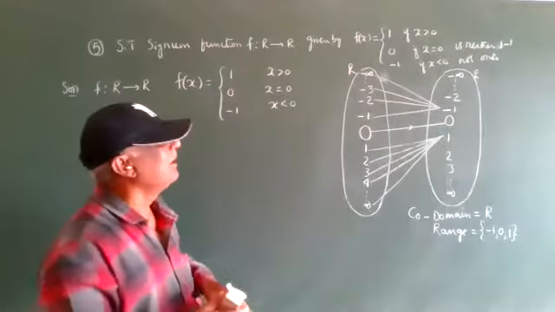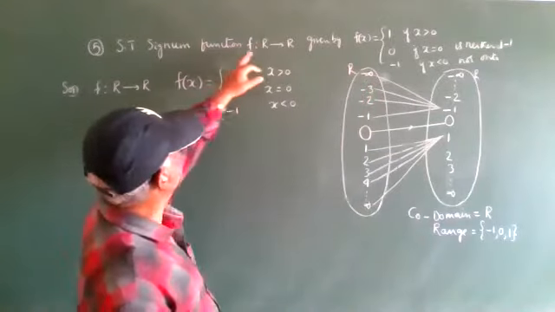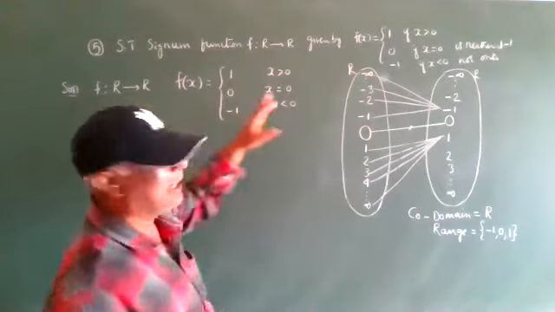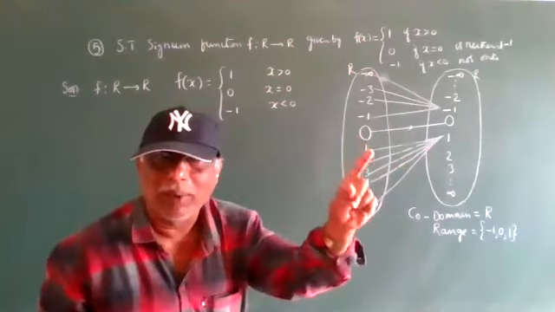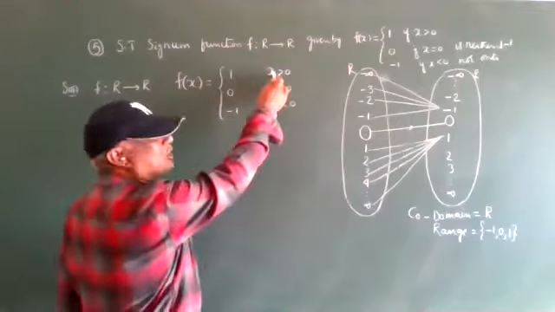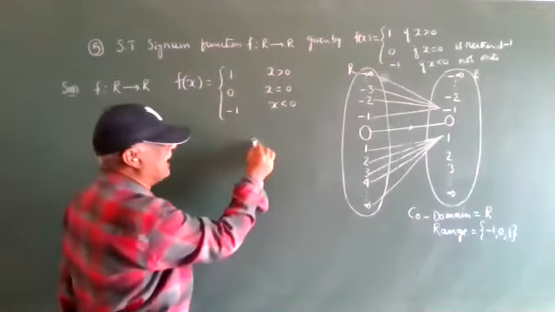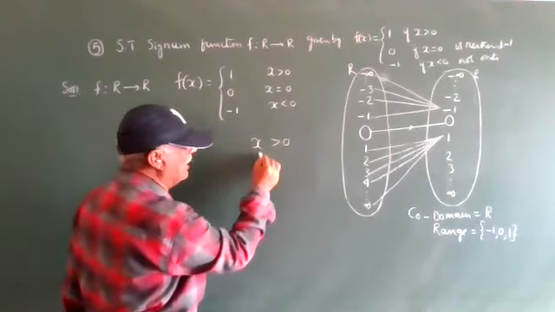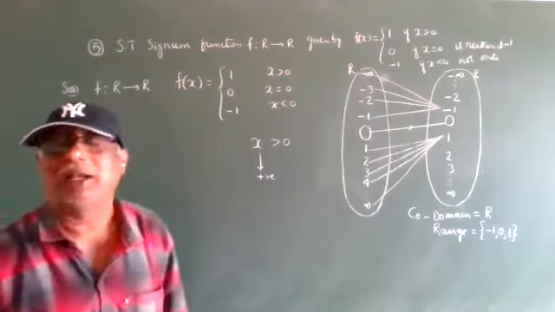Once again you can see. Real numbers is the first set, the domain. Second set is the codomain, also real numbers. What is the definition here? Above zero means positive. x is greater than 0 means x is positive. I will tell it in inequality.